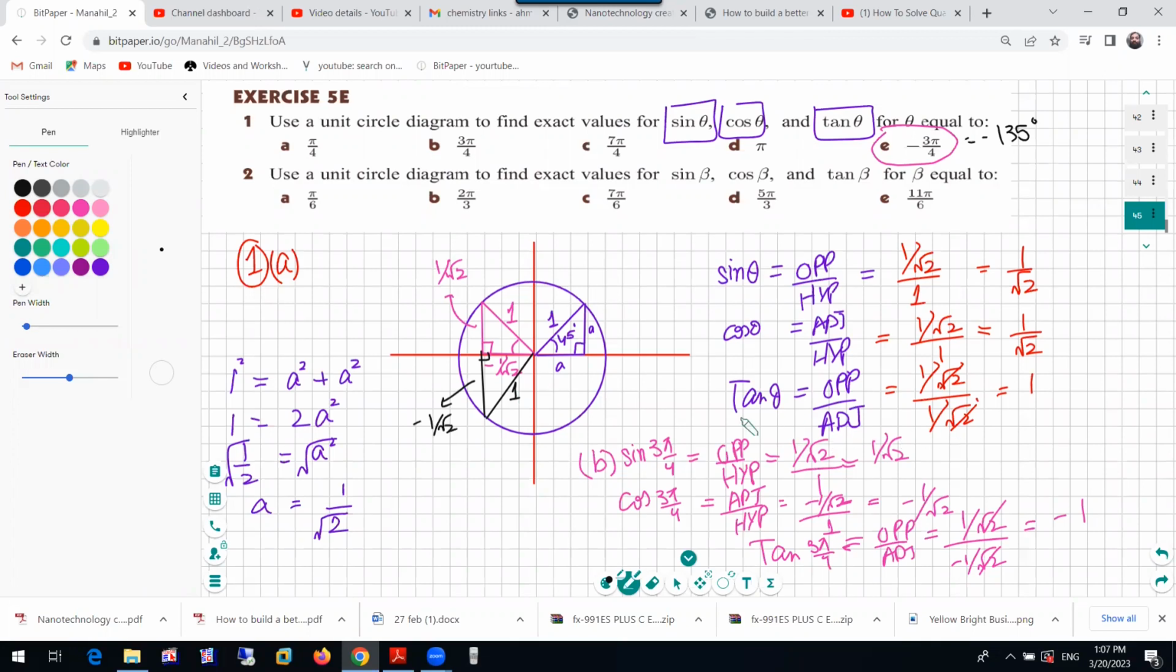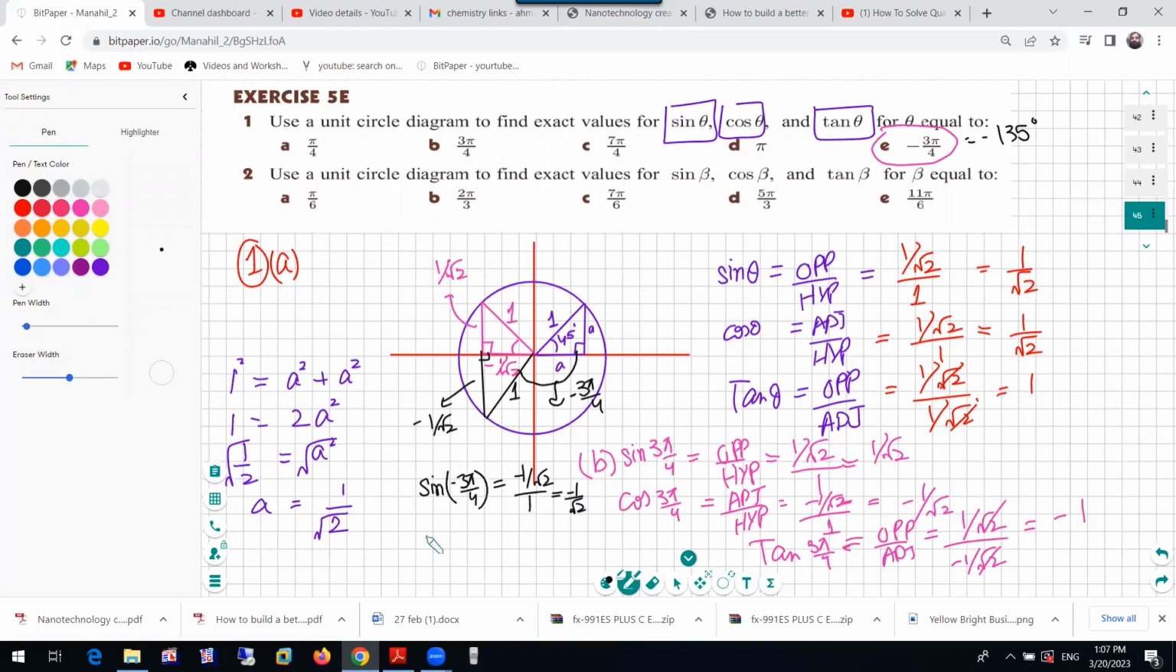So if I find sine, cos and tan of this angle, because this angle is negative 3 pi by 4, right? If I find sine of negative 3 pi by 4, it will be opposite over hypotenuse. The opposite side in this case is minus 1 over square root 2 and the hypotenuse is 1. So my answer is minus 1 over square root 2.